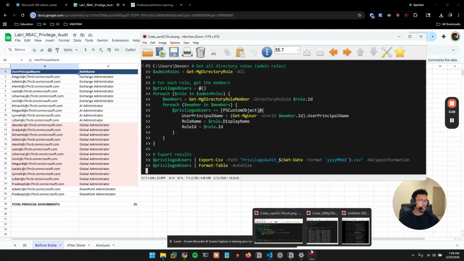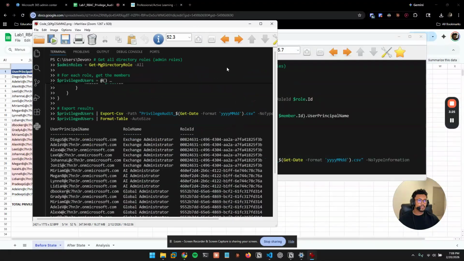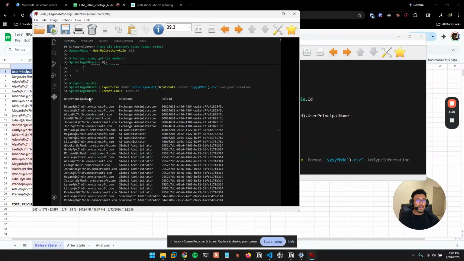A more raw look of what that looks like is right here. Once I ran that script, this is what the output actually looked like. It has their name, their role, and also a role ID. This can be really useful when you have to program a script in a different language, because this is universal.